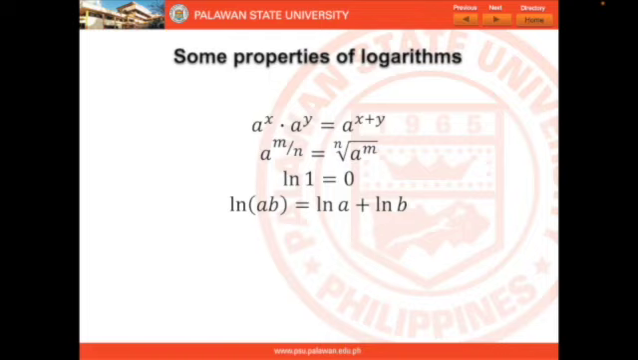If you will notice, these are just the properties of logarithms applied with a natural logarithm. ln ab will just be equal to ln a plus ln b. ln a over b is equal to ln a minus ln b, and ln a raised to r will just be equal to r ln a. Okay, so please take note of this, as you might need these properties in solving the succeeding problems.